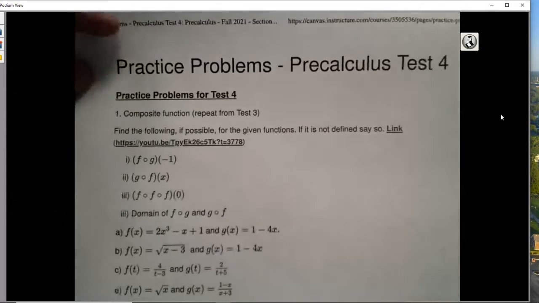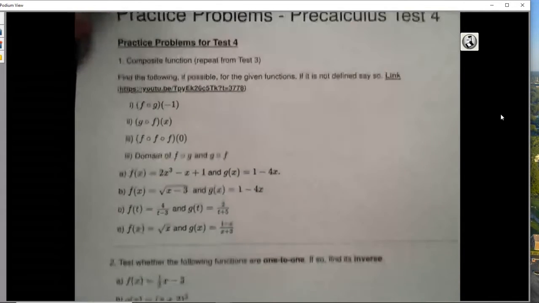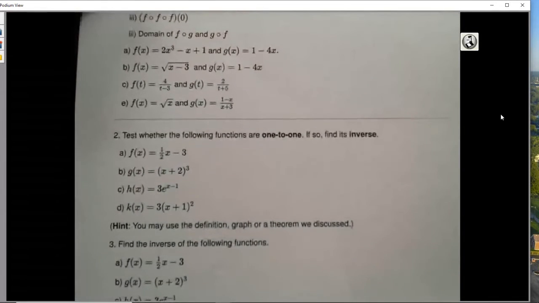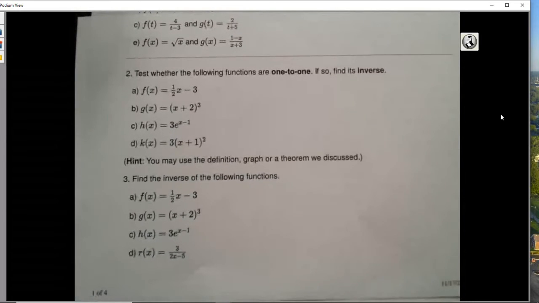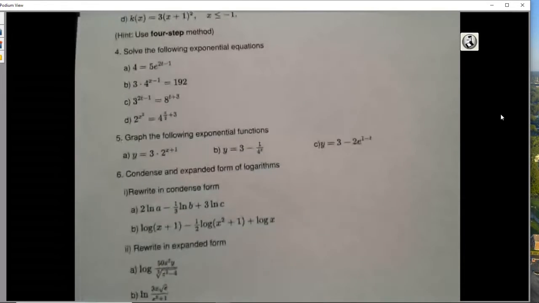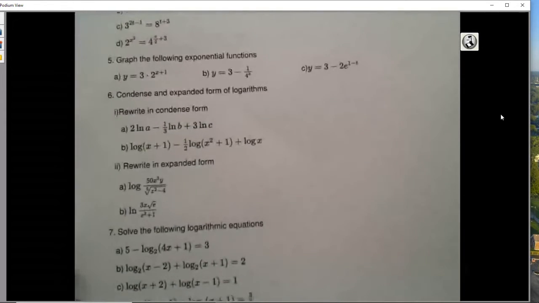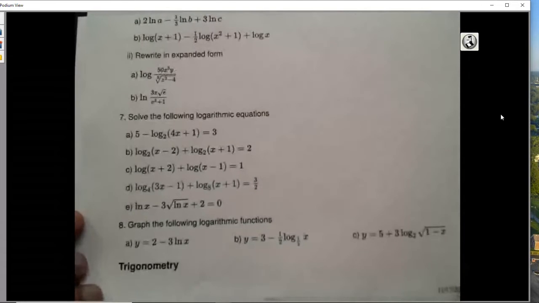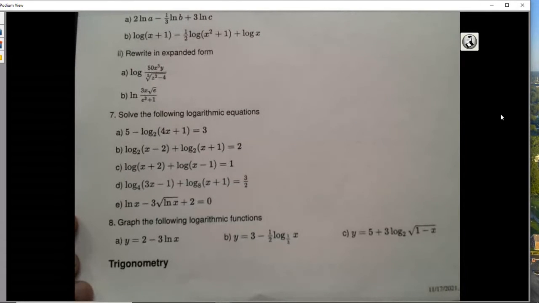So this is a practice problem. We're going to go through question number 1, question number 2, question number 3, and then we have 4, 5, 6, 7, and 8, and then we move on to trigonometry.